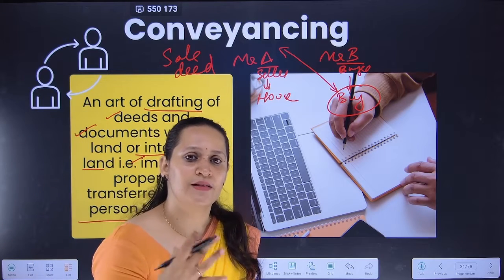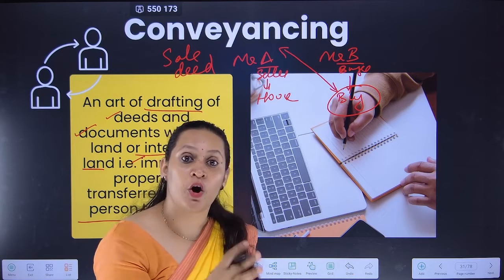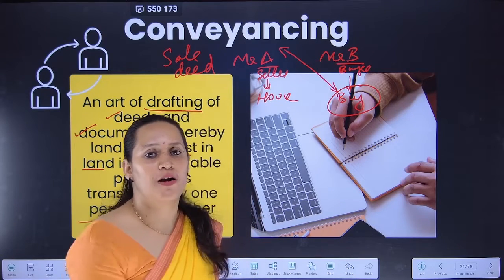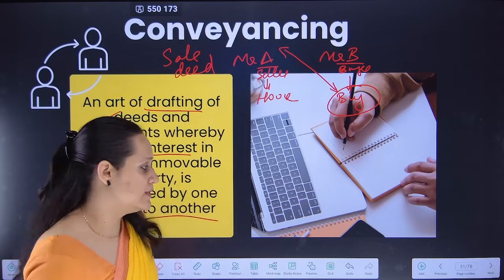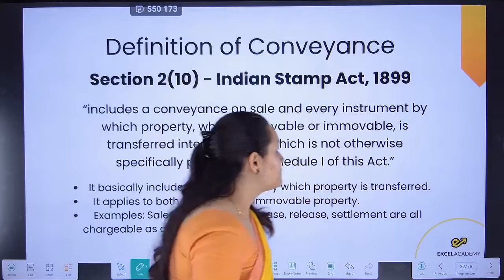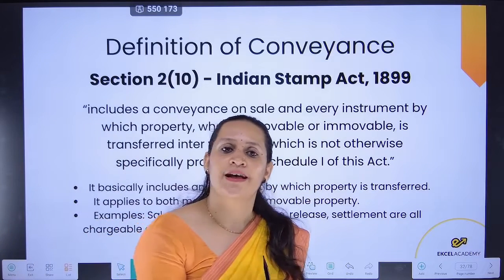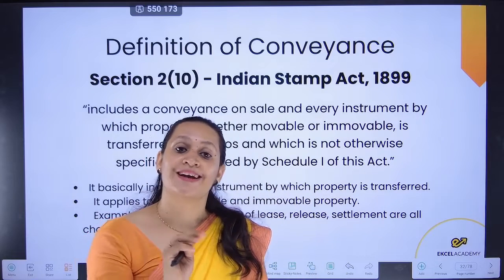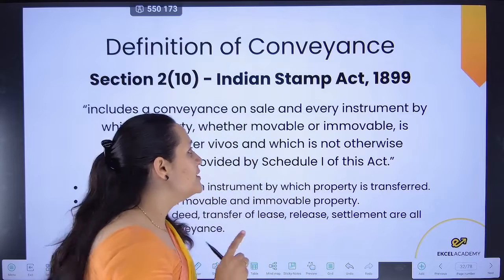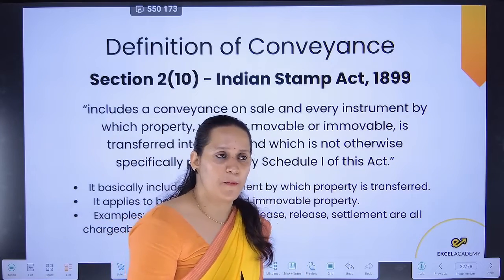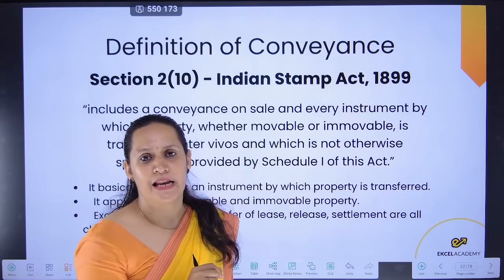When we are transferring the right in a movable or immovable property from one person to another person through a document, that process is called conveyancing, where we are going to convey the right to some other person. Now, there is no definition for conveyance or conveyancing given under any legal provisions, but the word convey has been used in two legislations: the Indian Stamp Act and the Transfer of Property Act. So by the use of it, we should interpret what the meaning of conveyance is.